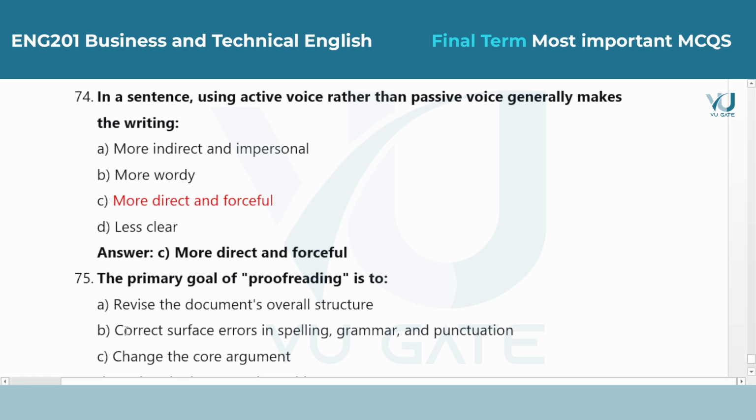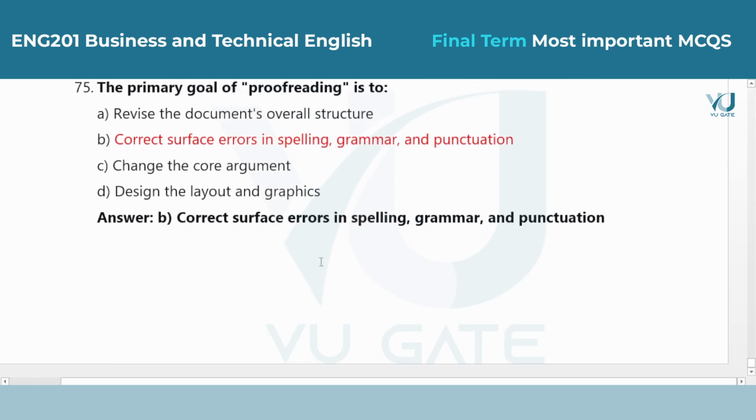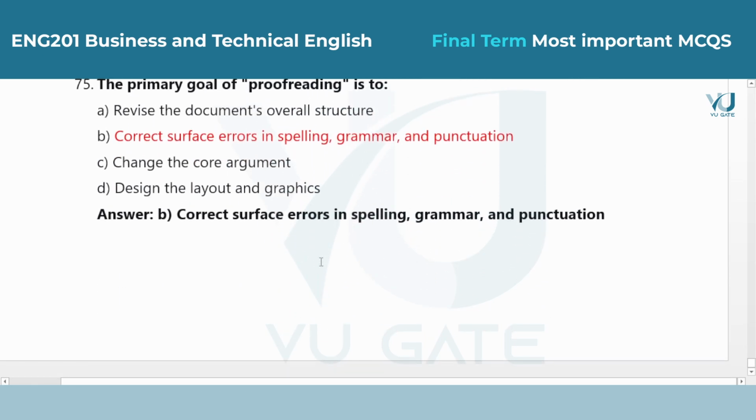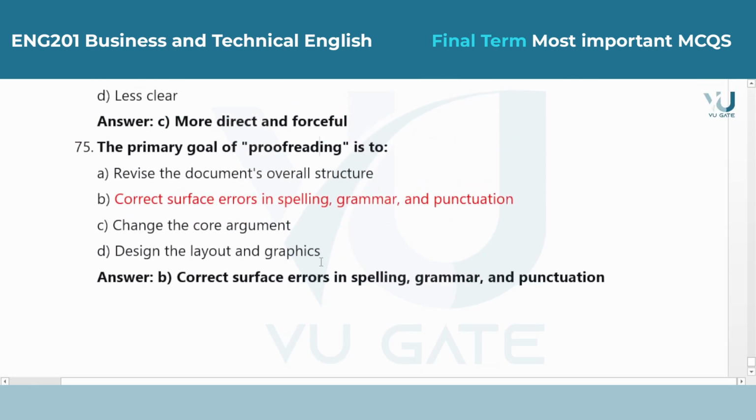75. Question. The primary goal of proofreading is to. Answer. B. Correct surface errors in spelling, grammar, and punctuation. Concept. Proofreading is the final quality control step to ensure the document is error-free and polished.